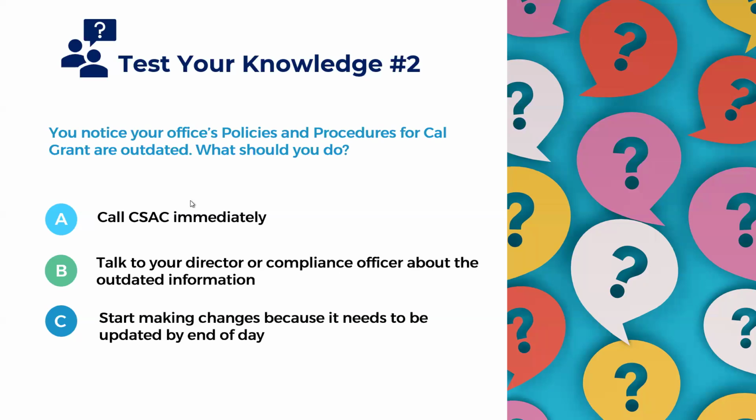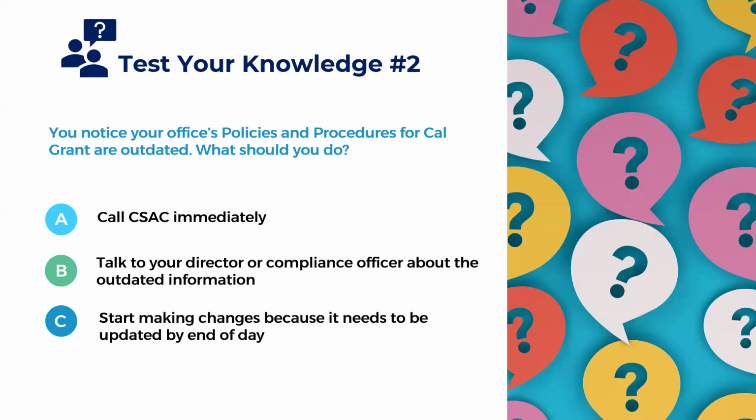Okay, so the question is, you notice that your office's policies and procedures for Cal Grant are outdated. What should you do? Are you going to call CSAC immediately? Are you going to talk to your director or compliance officer about that outdated information? Or are you just going to start making changes because it's pretty essential that you do it quickly? So let's see what folks are thinking. I'll give that just a couple more moments on the screen here for that poll.